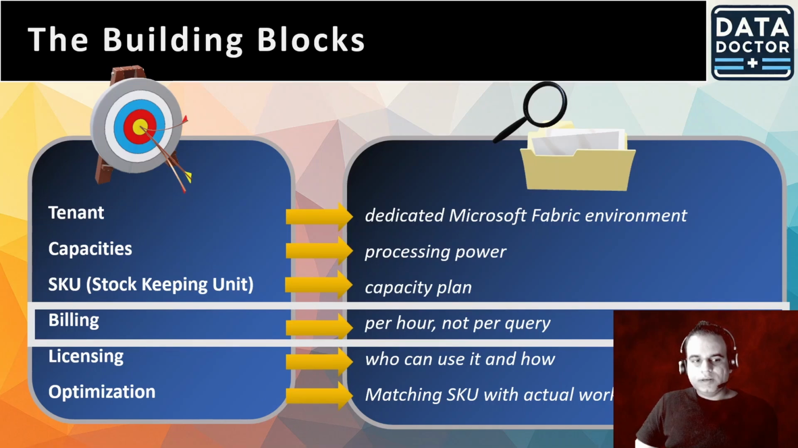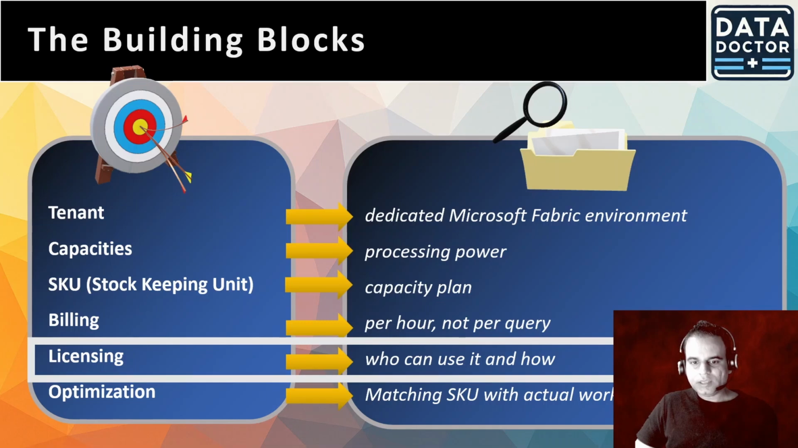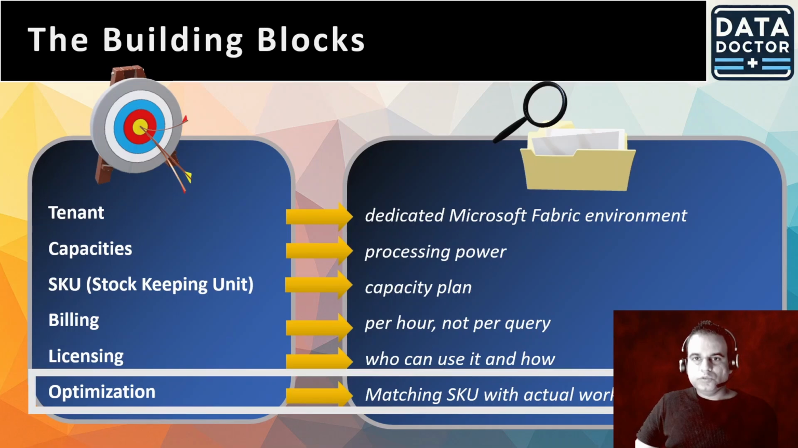Billing is an important aspect, of course, and in Fabric, this is done per hour and not per query. This is one important distinction that you have to keep in mind as compared to the other services. Licensing defines who can use Fabric and how. Optimization actually refers to matching your SKUs, your computation, with your actual workload. So we have to see if it is over or under, and this process or technique will be called optimization.